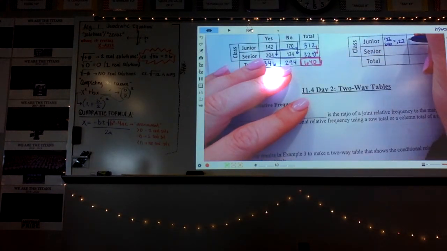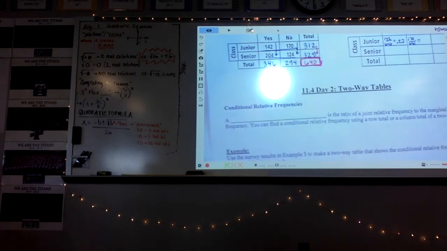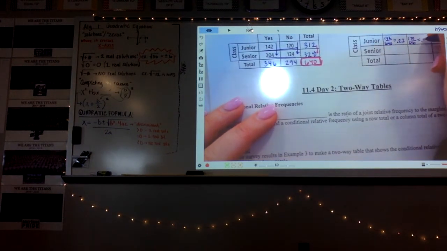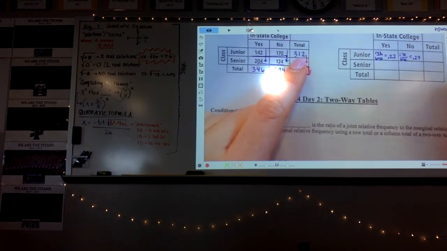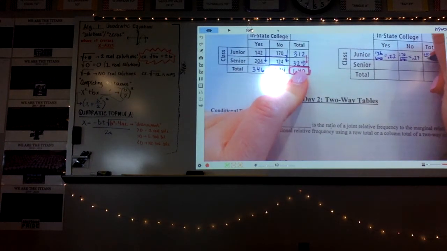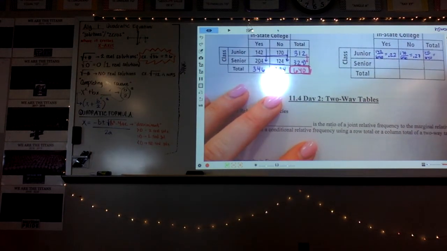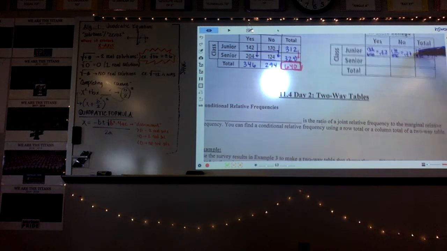Let's see how many are not going to in-state college but are juniors. 170 divided by 640. 0.27 if you round correctly. Here's what I mean by that marginal frequency. If I take 312 and divide by 640, I get 0.49. And if I add together 0.22 and 0.27, I also get 0.49. So you can find that number 2 different ways. You can actually take the percentage, or you can just add those rows together.